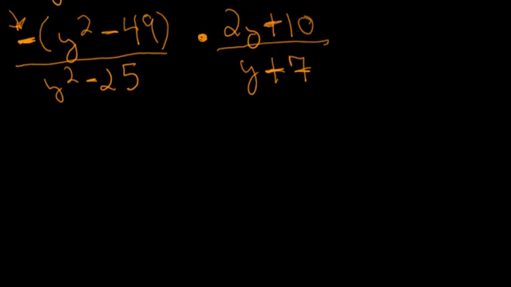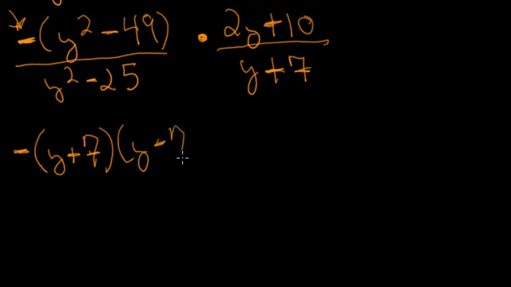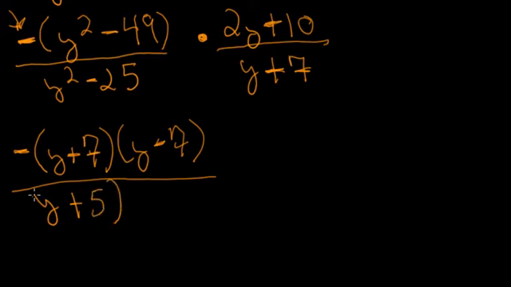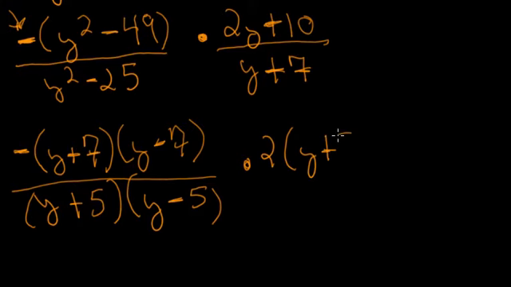Alright, so we're going to factor everything. So the minus stays up front. This is a difference of squares. Y plus 7, y minus 7. A difference of squares down below. Y plus 5, y minus 5. I can pull a 2 out of here. Y plus 5. And I can't do anything with the y plus 7.